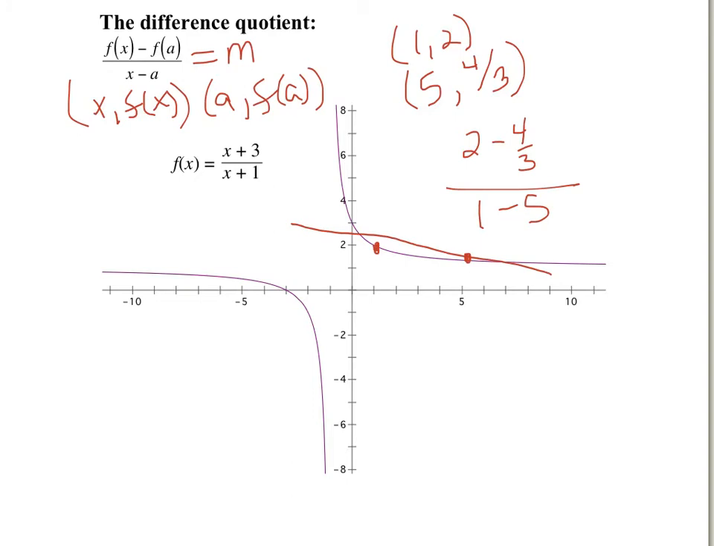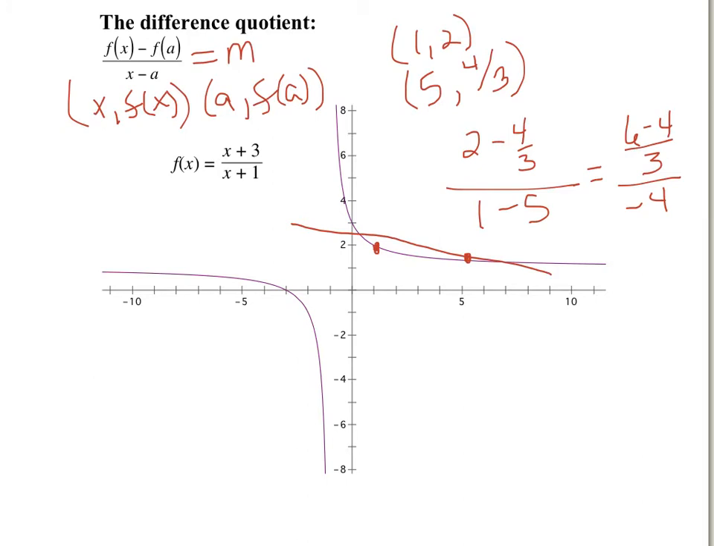And I'd be able to figure out what that slope is. In fact, let's go ahead and do that. If you remember from algebra, and even just your basic fractions, we need to find an LCD in the numerator. Well, the LCD would be 3. So we would have 6 minus 4 over 3, and then 1 minus 5 is negative 4.